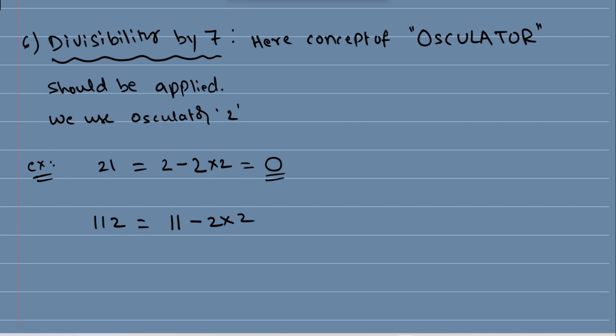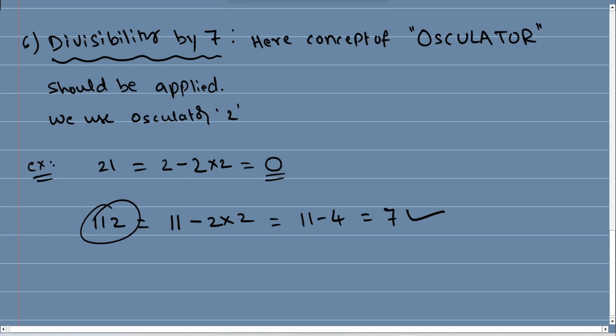So here, 11 minus 4, that is 7. So this number is divisible by 7. Okay, let us take one more example, 343.